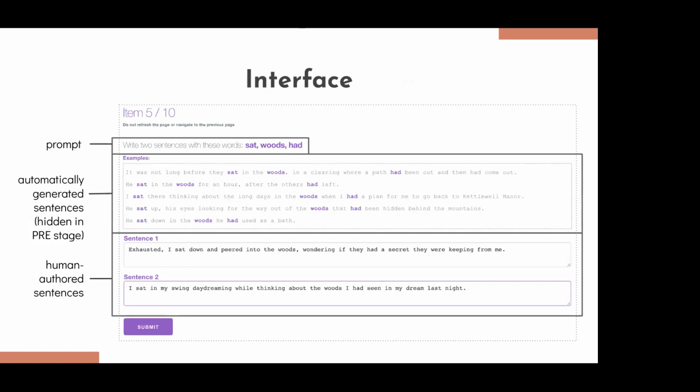So just to make this a little clear, here's the interface during authoring that people saw. Again, you have a prompt, and in this case, this was the interface at the post stage. You see these are all automatically generated examples for this prompt. This was hidden in the pre-stage, the initial stage where people just wrote sentences without seeing any examples. And they specifically had to author 2 unique sentences.